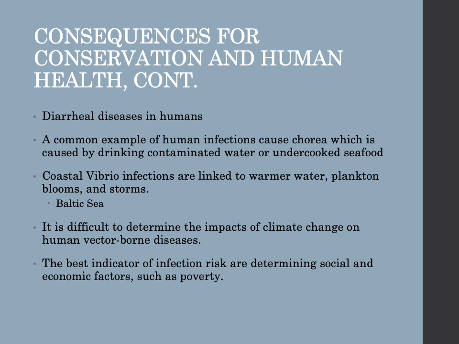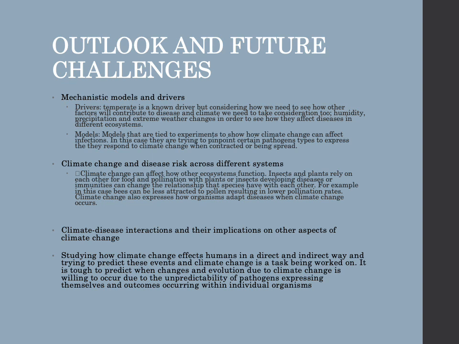With this, researchers often say that the best indicator of an infection risk is determining social and economic factors such as poverty. Drivers. Temperature is a known driver, but we need to see how other factors will contribute to disease and climate. We need to take into consideration humidity, precipitation, and extreme weather changes in order to see how they affect disease in different ecosystems.